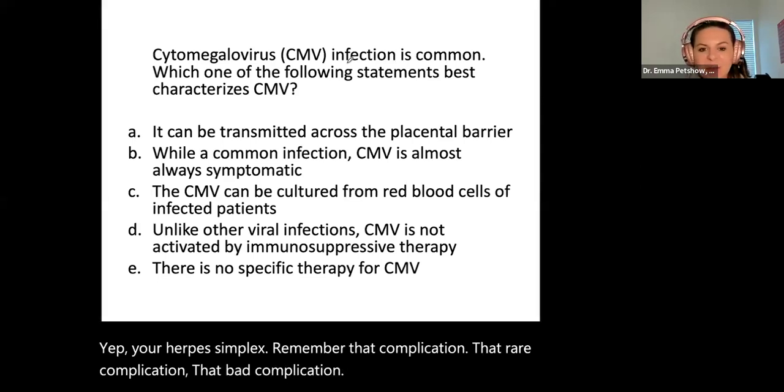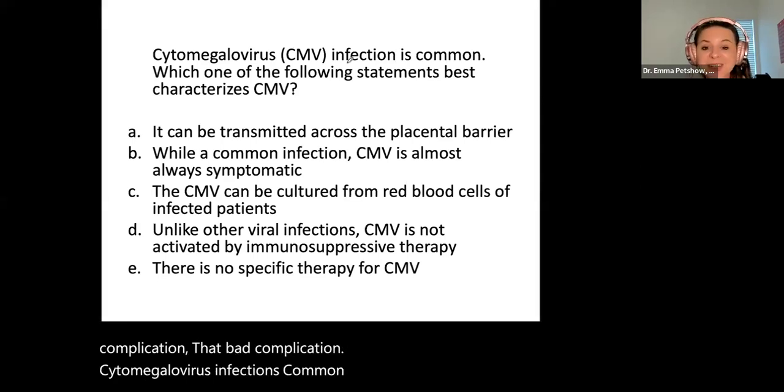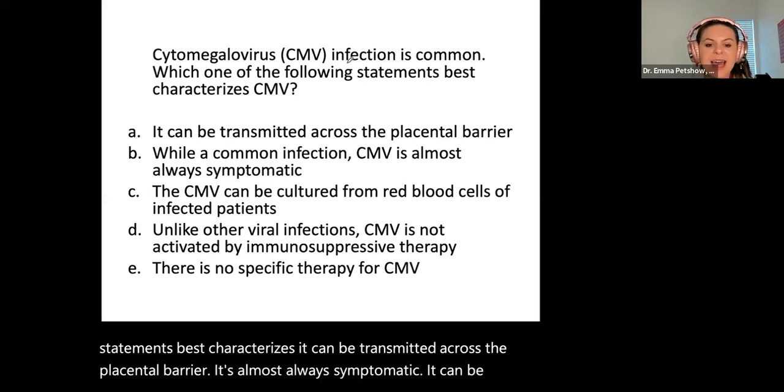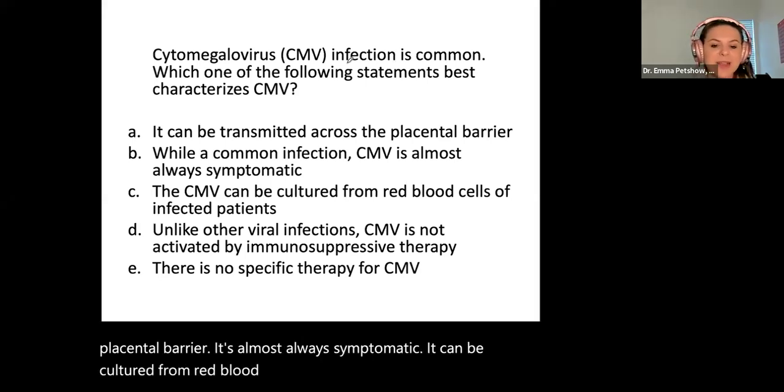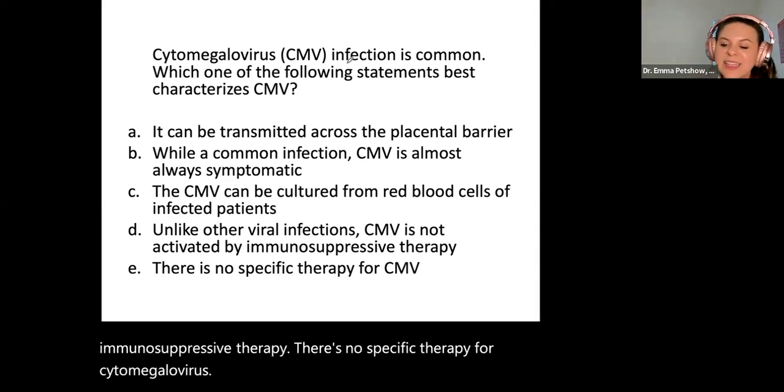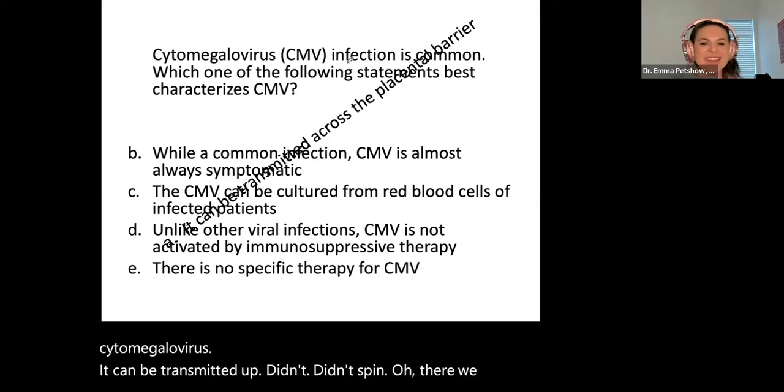Cytomegalovirus infections are common. Which of the following statements best characterizes it? It can be transmitted across the placental barrier. It's almost always symptomatic. It can be cultured from red blood cells. It's not activated by immunosuppressive therapy. There's no specific therapy for cytomegalovirus. It can be transmitted. Oh, there we go. It can be transmitted across the placental barrier.